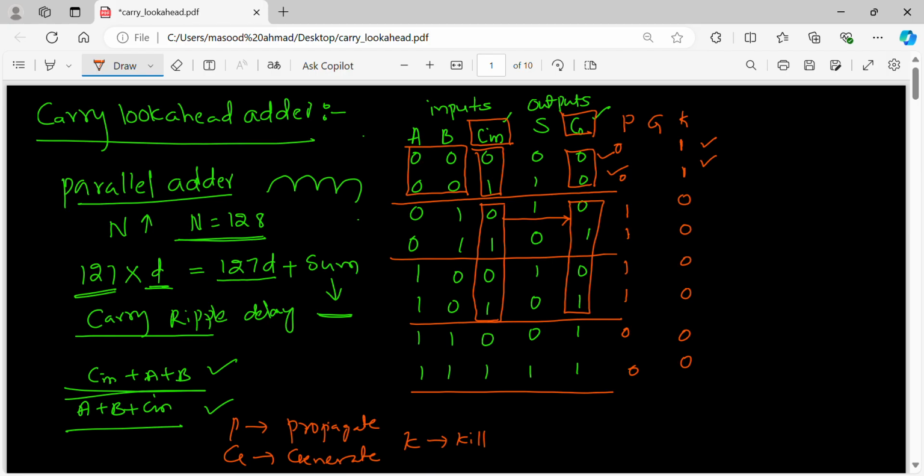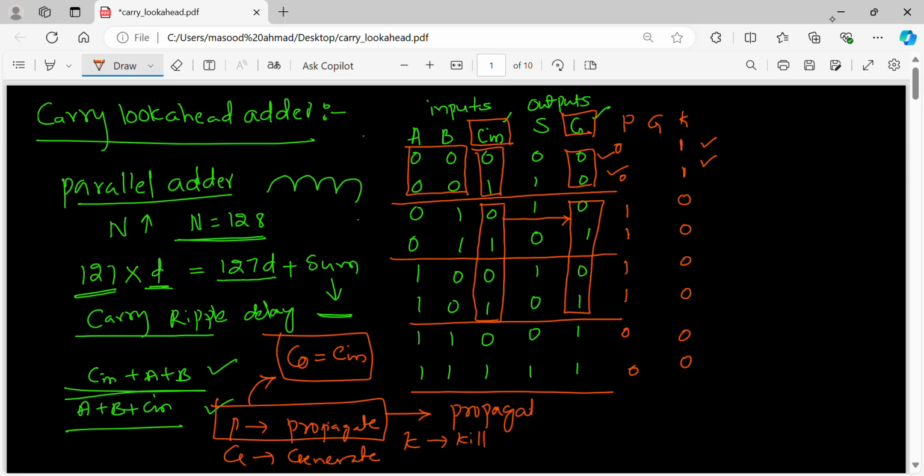Now you can understand why it is named propagate. The name propagate is introduced here because your carry out is nothing but carry in. You need not calculate the carry out, you just send it. Sending the carry in as carry out is called propagate. So for the cases where AB is 0, 1 and 1, 0, this is what is happening: carry out is equal to carry in.